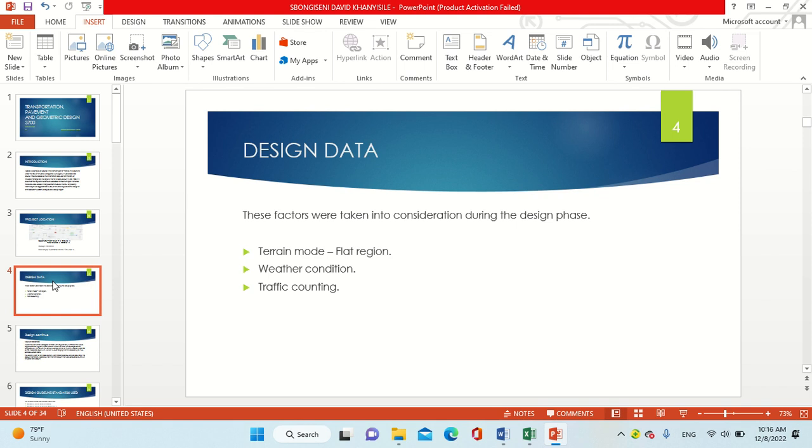Let's look at the design data now. Before designing a road, you need to acquire design data. These factors are taken into consideration during the design phase, and the design data include the terrain mode, the weather condition, and the traffic counts.